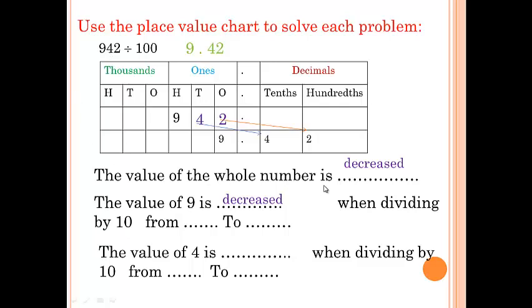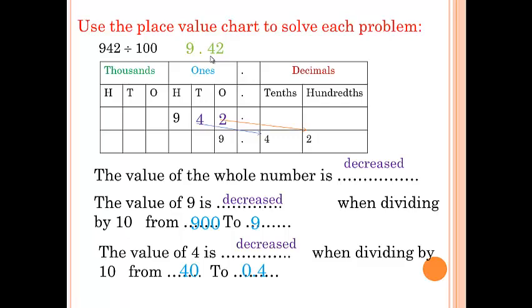The value of the whole number is decreased. The value of 9, yes, decreased. From where? Read the number 942 to be just 9. So from 900 to be 9. The value of 4 here in the tens place is 40, to be 0.4. The value of 4 is decreased from 40 to 0.4.